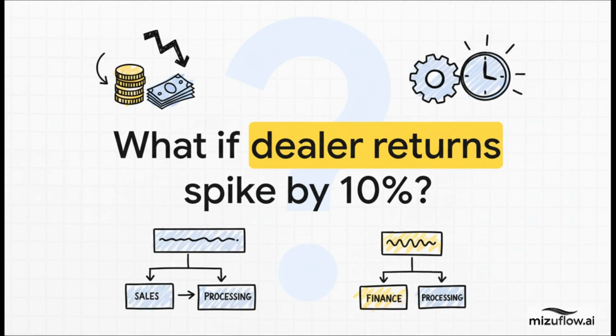So picture this. You're in a big planning meeting. The head of sales throws this question out there. Now, that's not just a sales problem, is it? No way. That's a finance problem. It hits your revenue, it messes with your cash flow, and it's going to swamp your processing teams. So what's the real impact?